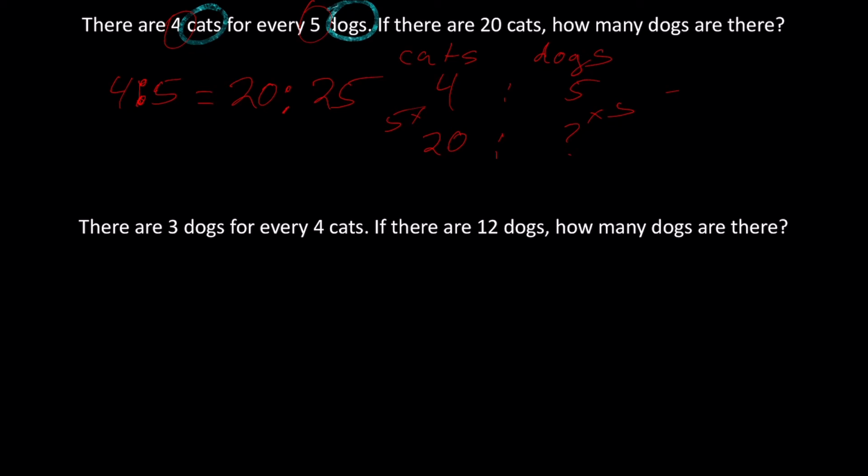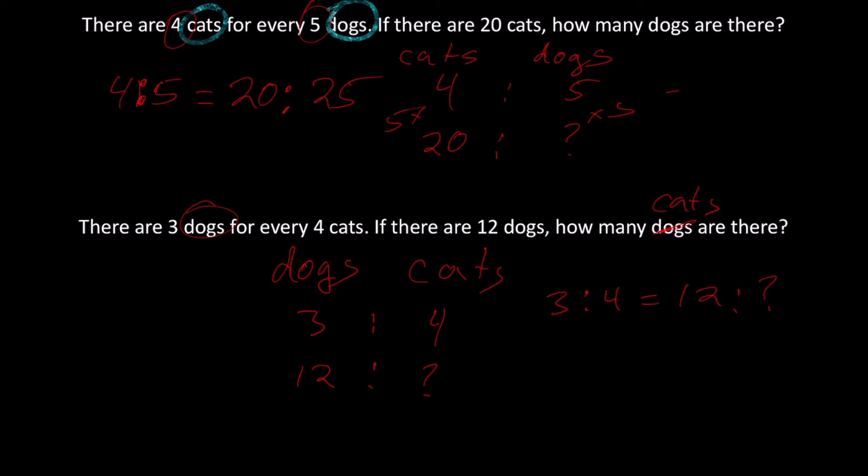Okay. And then same thing down here, just in a different order. I have dogs, and I have 3 dogs to 4 cats. And I want to know how many cats I will have if I have 12 dogs. So it's a 3 to 4 ratio. Making sure that they're on the right side so that I'm comparing the right things. Oh, this should say cats. All right, and so I want to know how many cats I have, so I would multiply this by 4. So the answer here would be a 12 to 16 ratio.